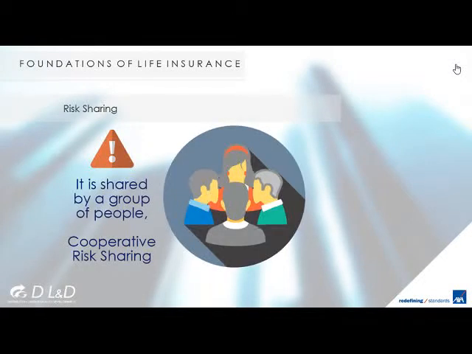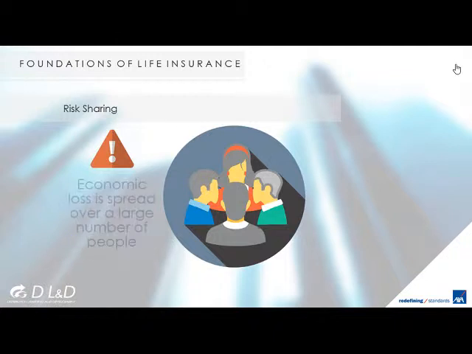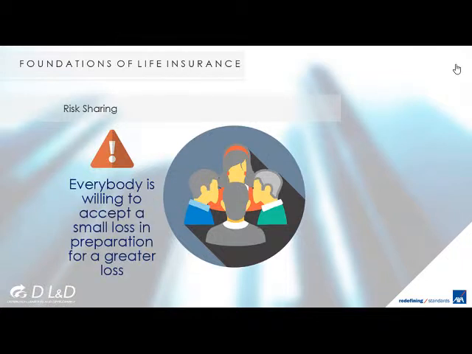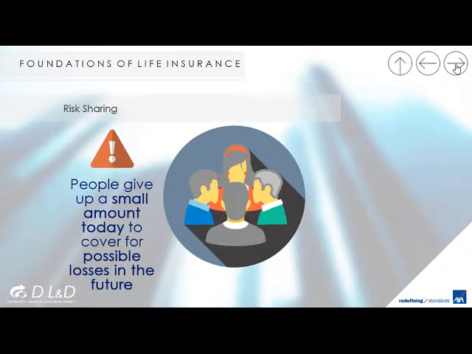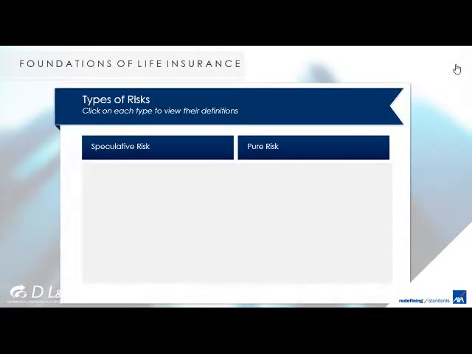What kind of risk does life insurance accept? To understand this, we have to know the two types of risk, speculative and pure risk. Let's find out what each one means. Speculative risk, a type of risk that involves the possibility of gain or loss, like gambling or a business. Pure risk, a risk with no possibility of gain, like death, disability, or old age.